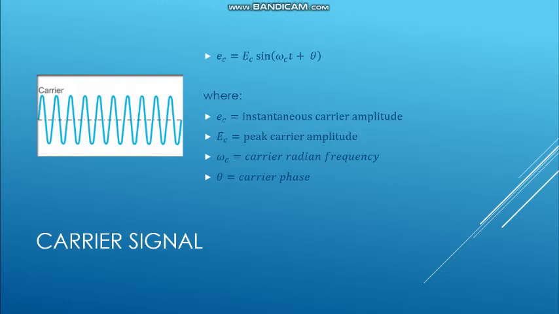Carrier signal. This is a carrier signal that helps the information signal being combined and being modulated. This is the formula of the carrier signal mathematically. eC, the instantaneous carrier amplitude, is equal to the peak carrier amplitude times the sine of the carrier radian frequency and time plus the carrier phase. Or in short, eC equals Ec sine omega c t plus theta.